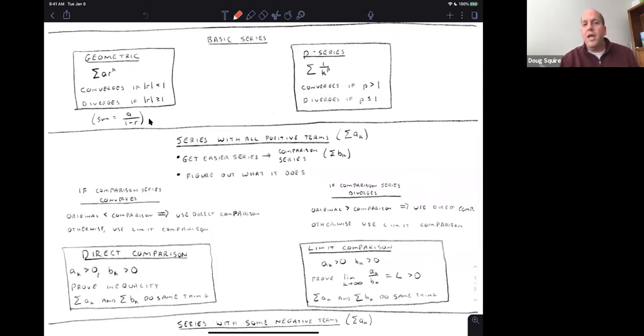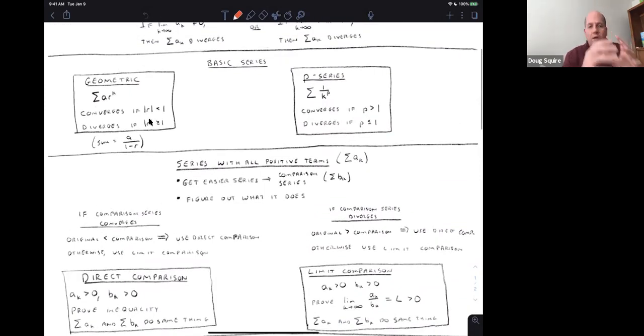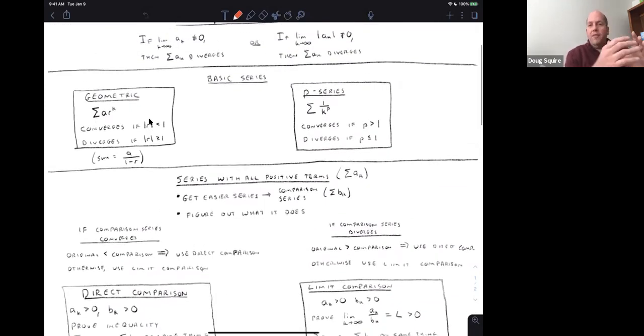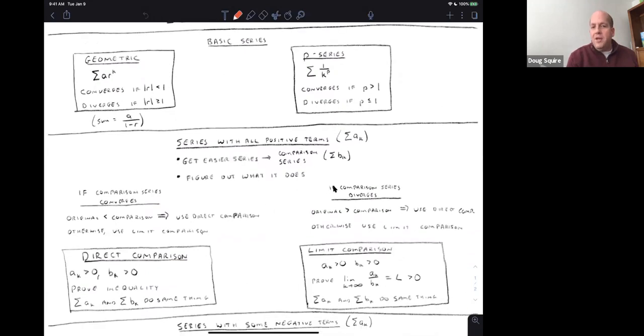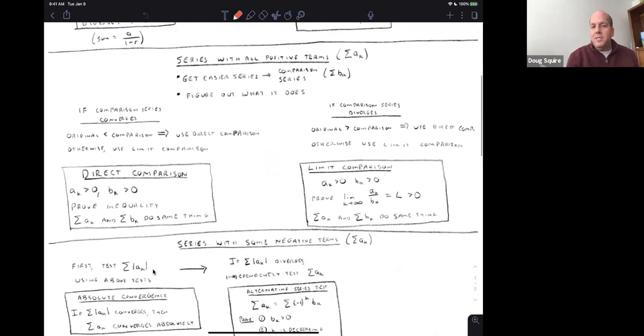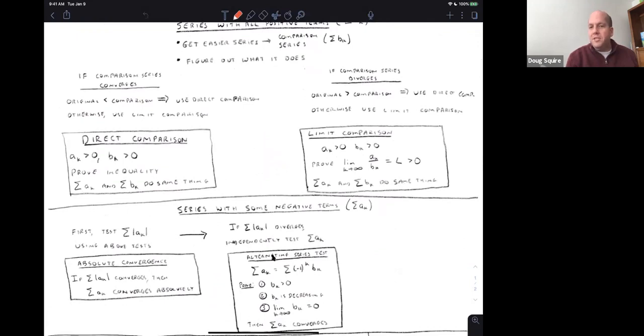Okay, so the 3 columns though, if you looked back at the problems we were doing a minute ago, you have the column on the right, the column in the middle, and the column on the left. The column on the right is the basic series, geometric or p-series. The column in the middle is the absolute value, series with all positive terms. The column on the left is absolute convergence or the alternating series test.